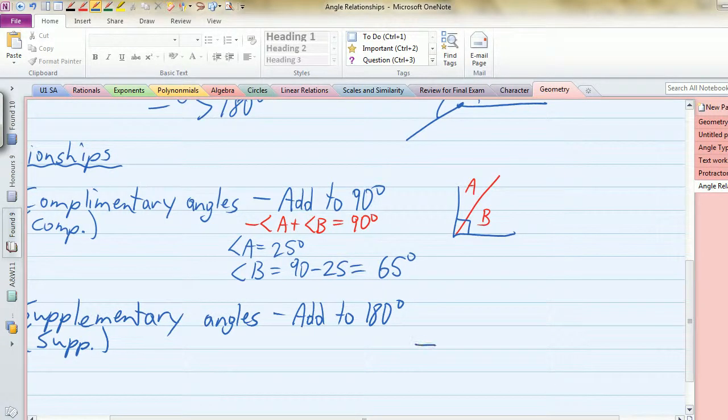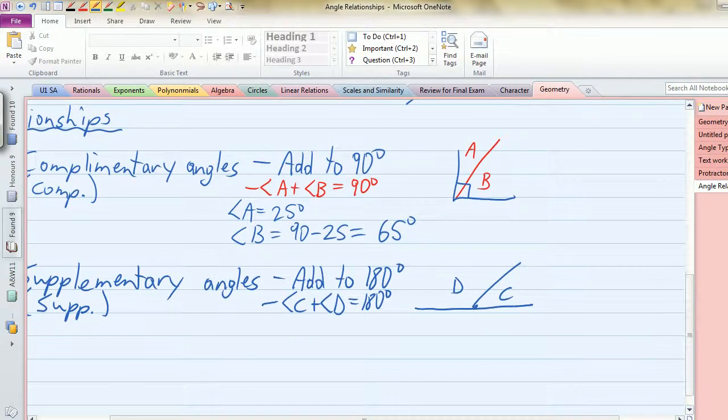So for this one, you'll have a straight line. You'll have an angle coming out. Maybe we'll call this C and this D. We will say that angle C plus angle D equals 180 degrees. So if we are told that angle C equals 50 degrees, then what is angle D? What's the work?